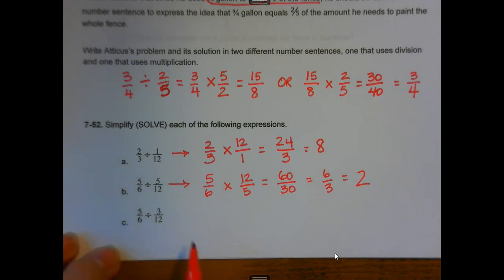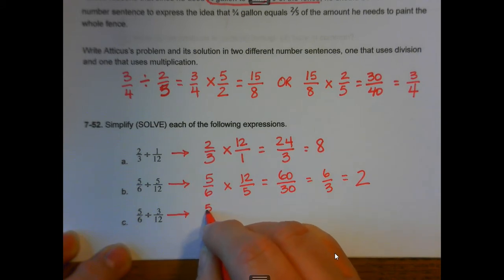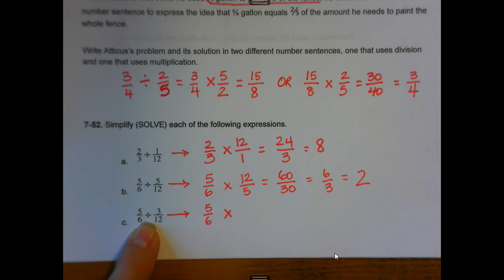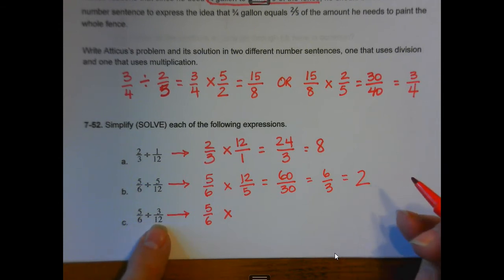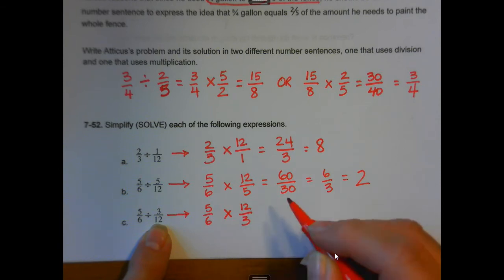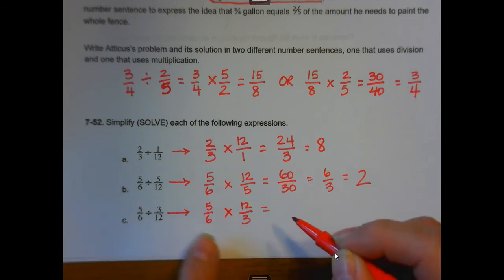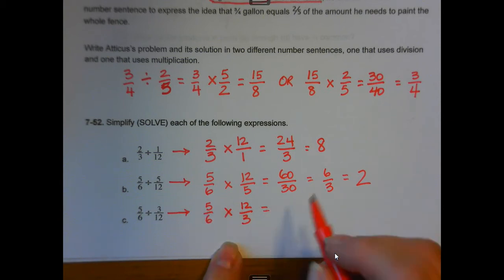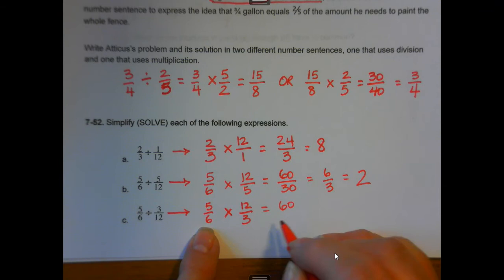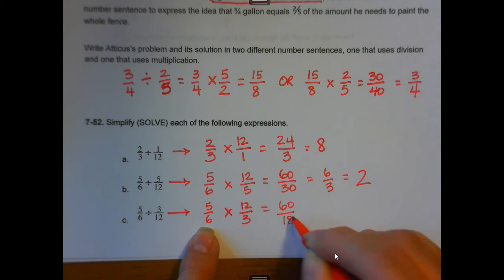This next problem, letter C, is also 5/6. We keep that. We change division to multiplication. We change 3/12 to its reciprocal, which would be 12/3 by flipping that. Multiply straight across again. 5 times 12 is 60, and 6 times 3 is 18.